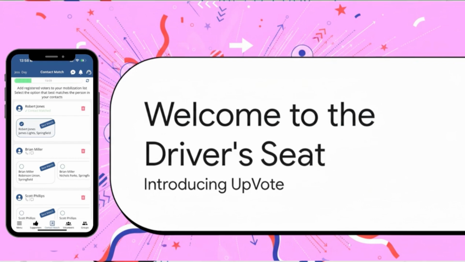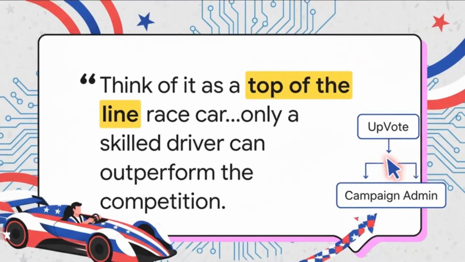I love this analogy because it's so true. Think of UpVote as this high-performance machine. It's got all the horsepower you need to win, but it doesn't drive itself. You, the admin, you are the skilled driver who's going to steer this thing to the finish line.